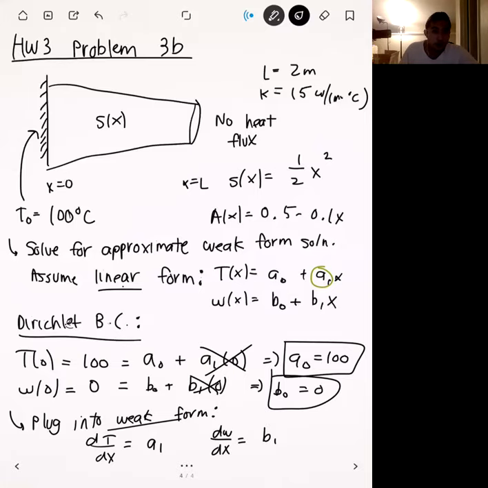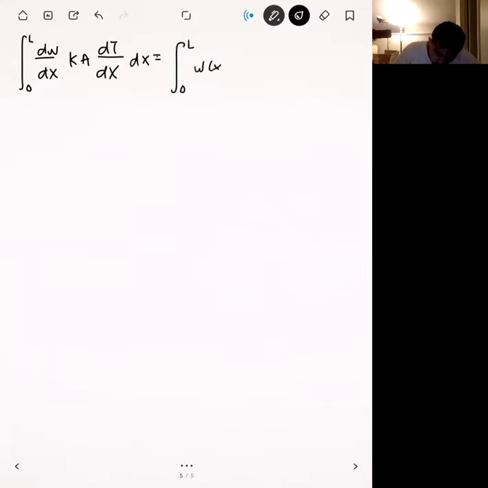Let me pull it up on my screen again. Our weak form is given by the integral from 0 to L of dW/dx times k times A times dT/dx times dx, and this is equal to the integral from 0 to L of W of x times S of x dx, plus W times q bar times A evaluated from 0 to L.